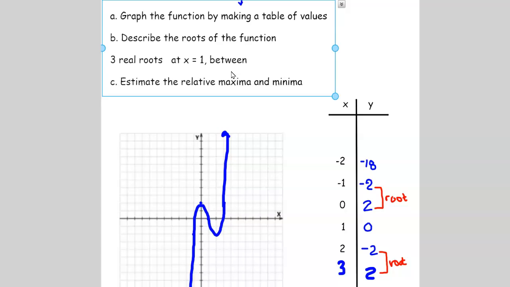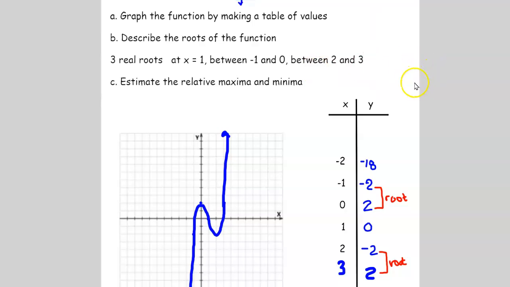I have one that is between -1 and 0 on the x-axis, right? Because my root fell between. And I have one that is between 2 and 3 on my x-axis. So those are going to be the roots of our graph. This is more about having a sketch of our graph, having an idea where things are, not necessarily those exact values. Estimate the relative max and min.